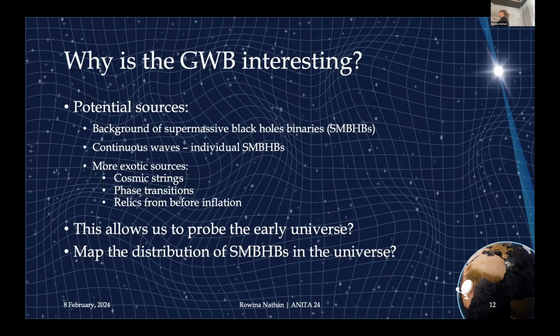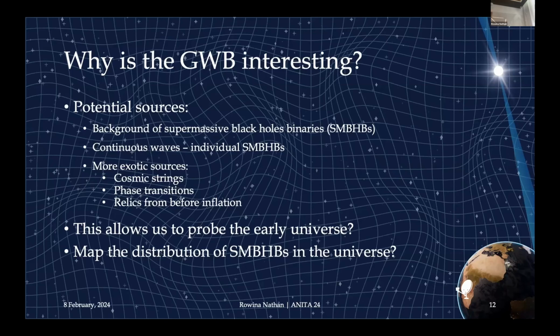Okay, and so why am I telling you about the gravitational wave background? Well, I'll get to my research in a sec, but there's lots of reasons why the gravitational wave background is interesting. This is quite a new phenomenon because we've only just attempted to measure it properly for the first time. There are a couple of different potential sources of the gravitational wave background, including supermassive black hole binaries. You have lots of them in all different directions, and the signals all overlap into this stochastic gravitational wave background.